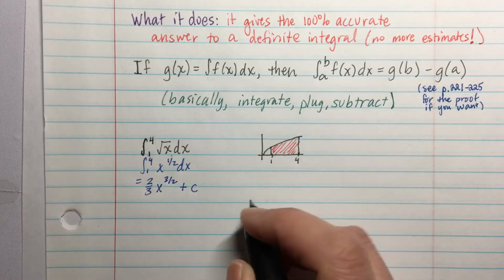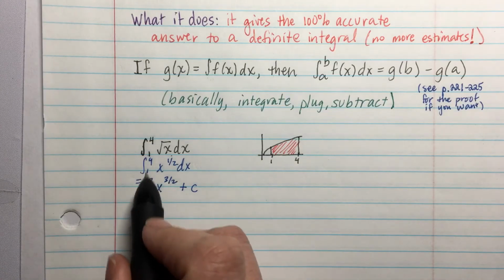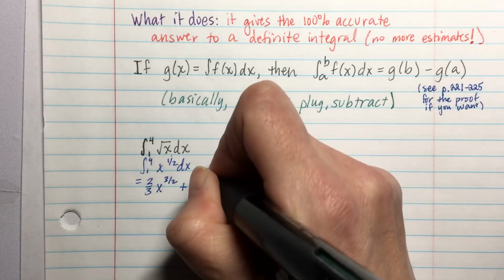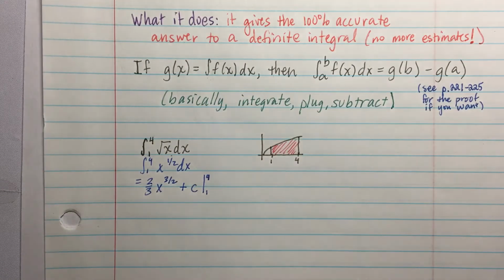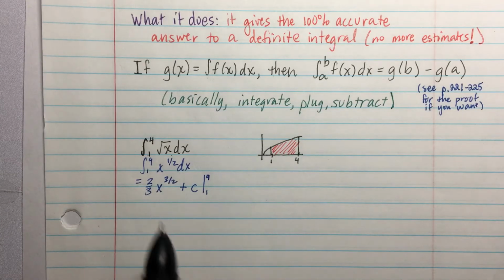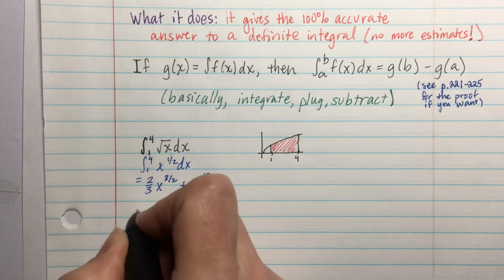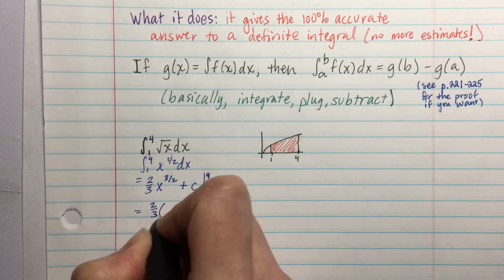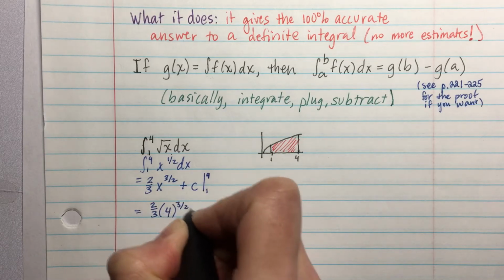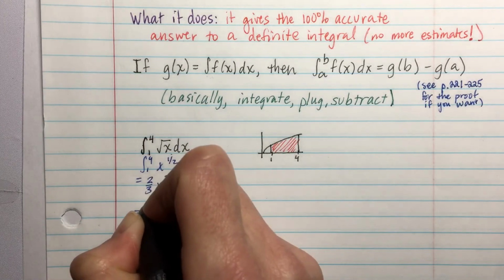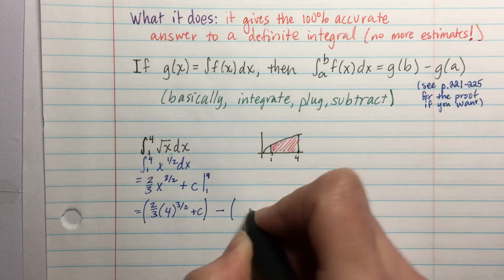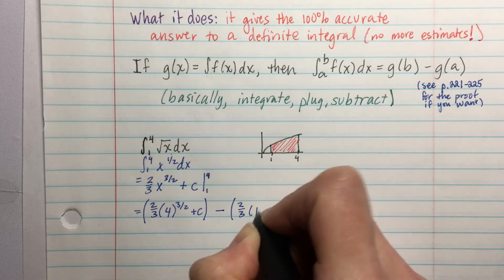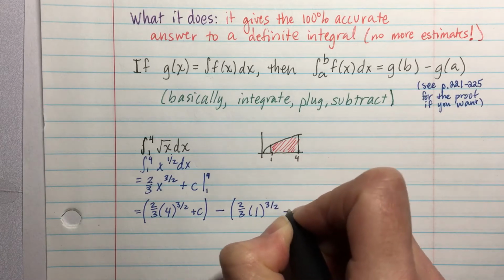And then this is a bit of notation, what people do. Once you integrate and it's a definite integral, throw a vertical bar at the end, and then put the 1 and the 4 just after that vertical bar, like what you see there. It's just kind of a reminder of what I'm doing. So now we're going to plug in that 4, so we have 2/3 times 4 to the 3/2 plus c. I'm going to throw this in parentheses. Minus, I'm going to do the 1 in there, so I have 2/3 times 1 to the 3/2 plus the c.